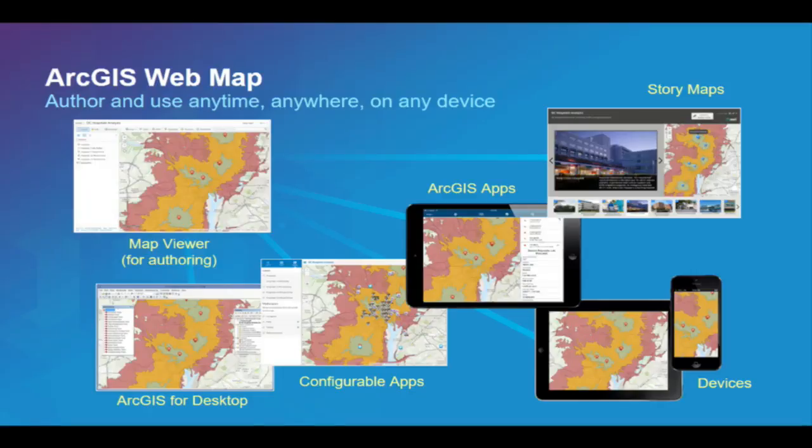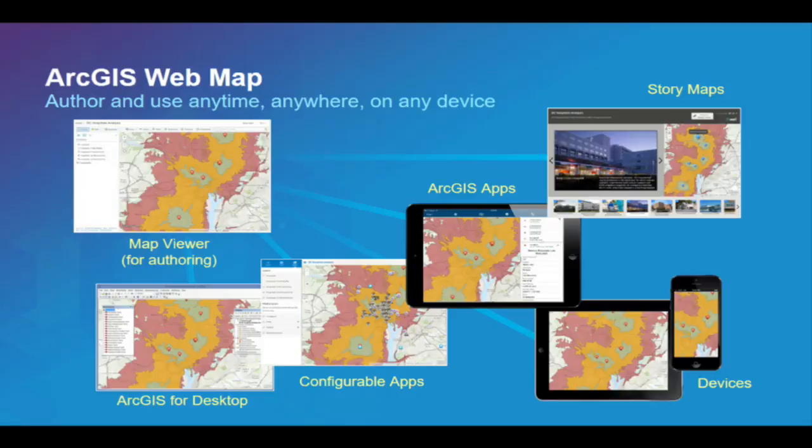So I use the map viewer to author the web map. I sometimes think we need to change the name of that and make that the map author, because that's really what you use it for. You use it to bring your layers together, symbolize them, configure your pop-ups, save the web map, and then when you share that, you can share that in a variety of different ways.